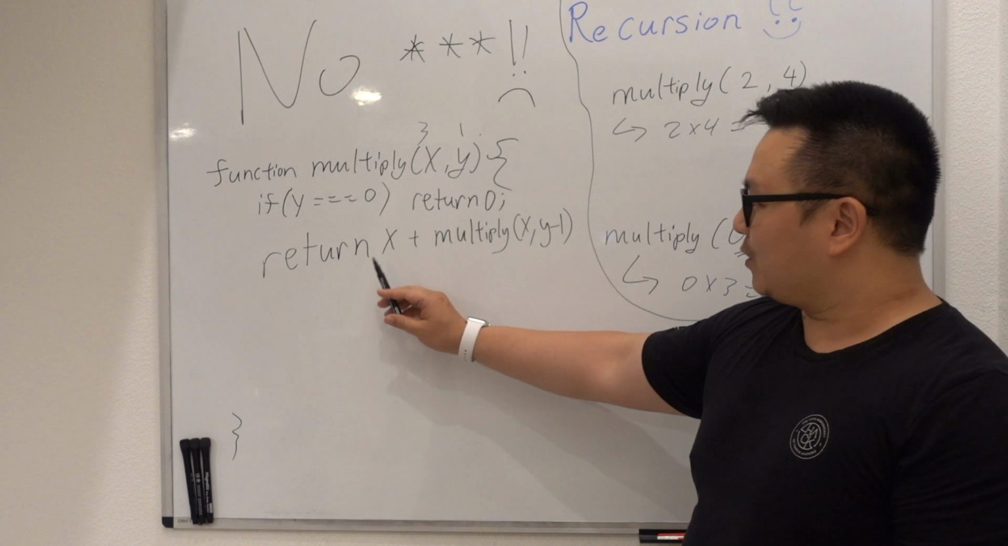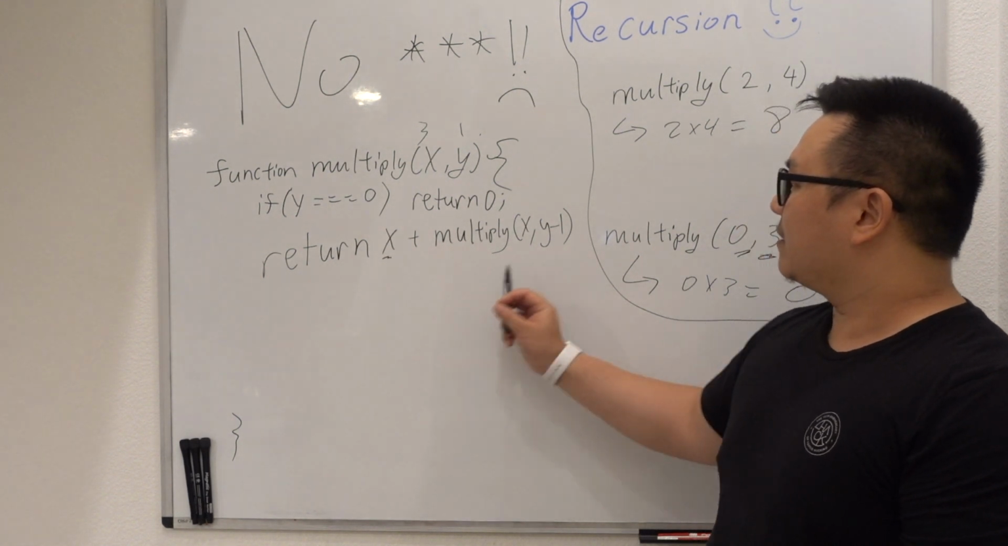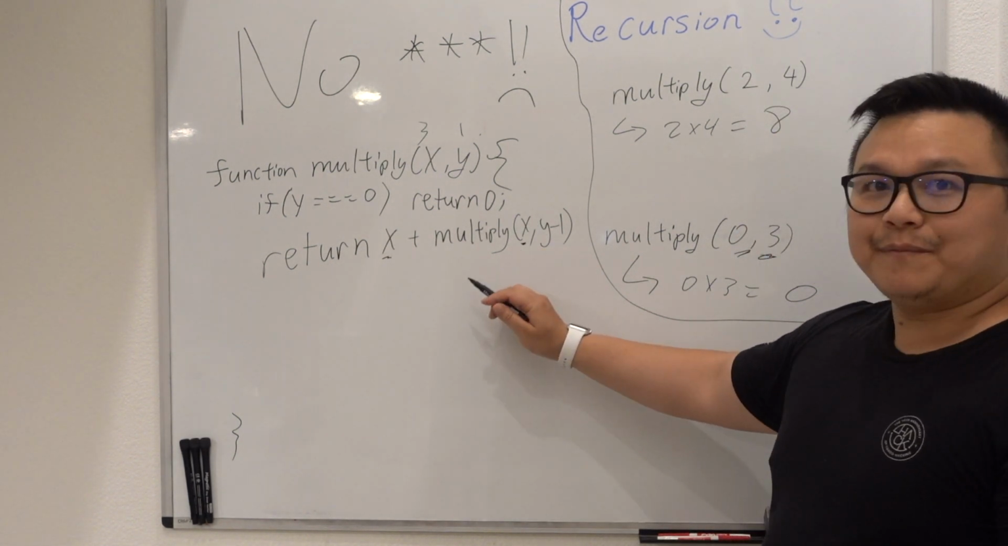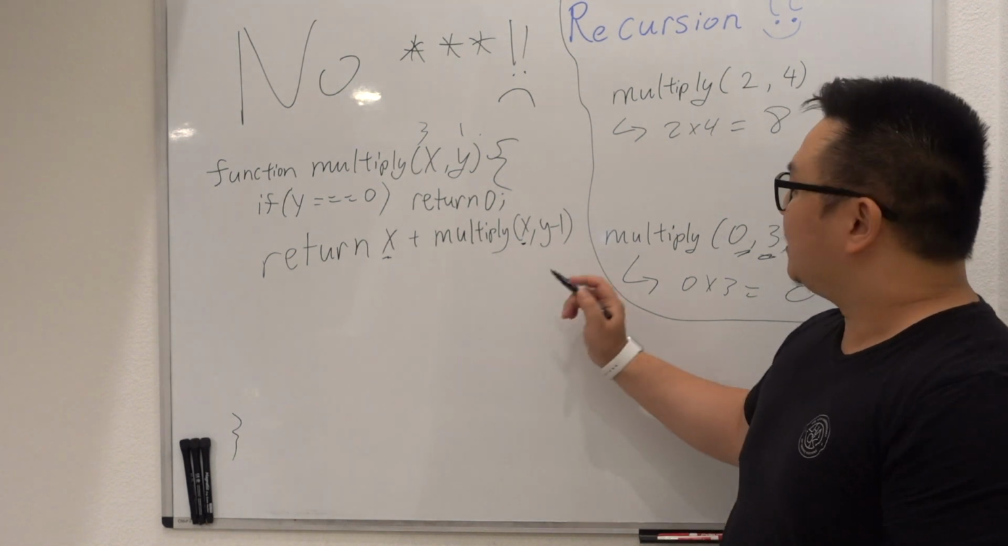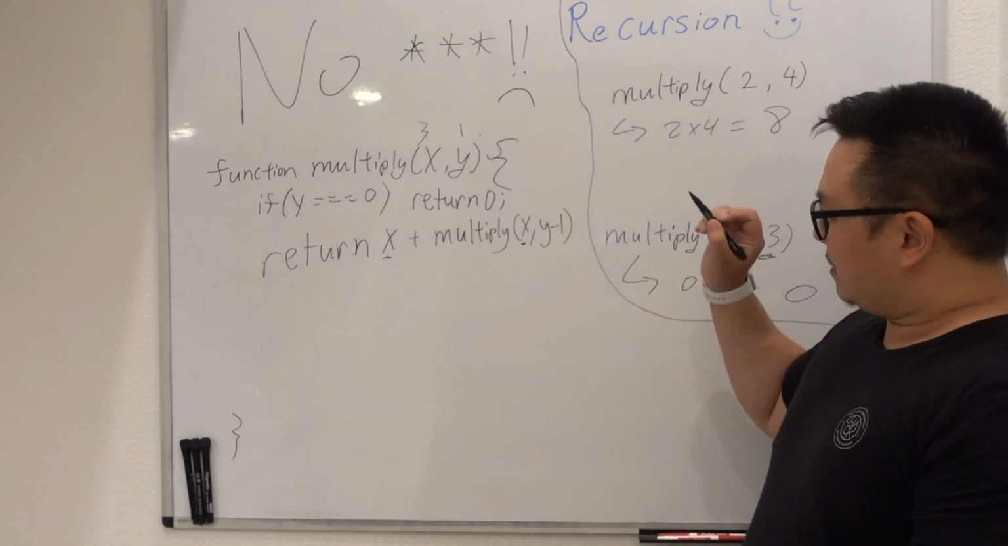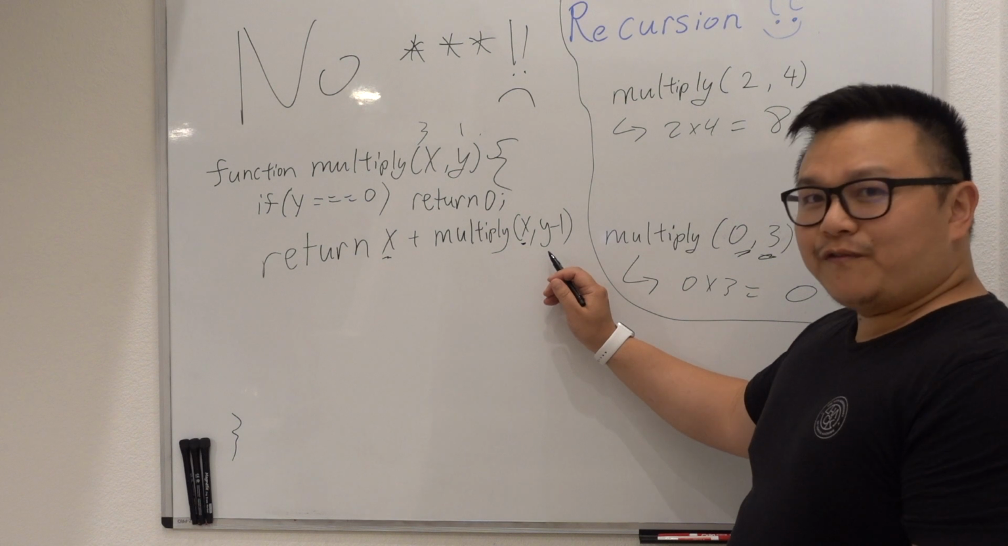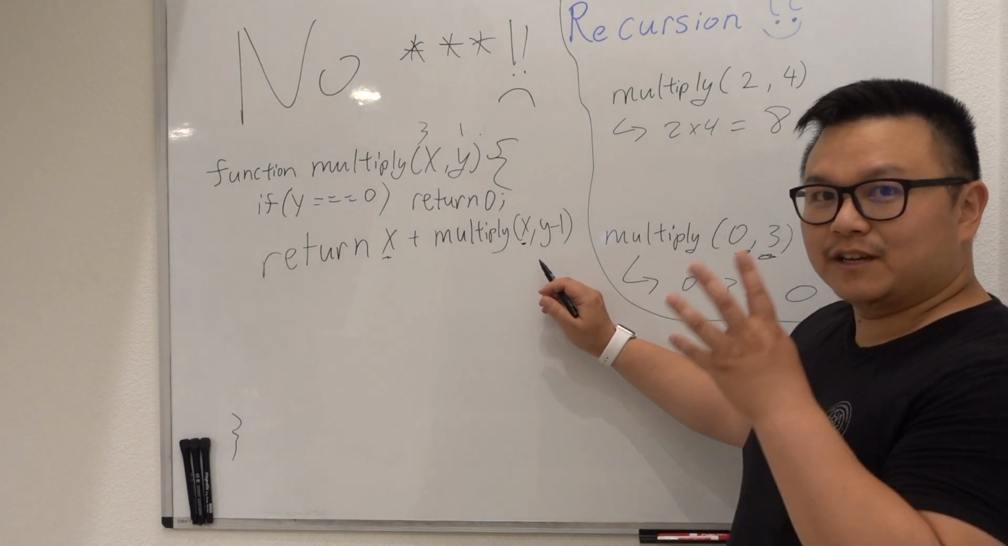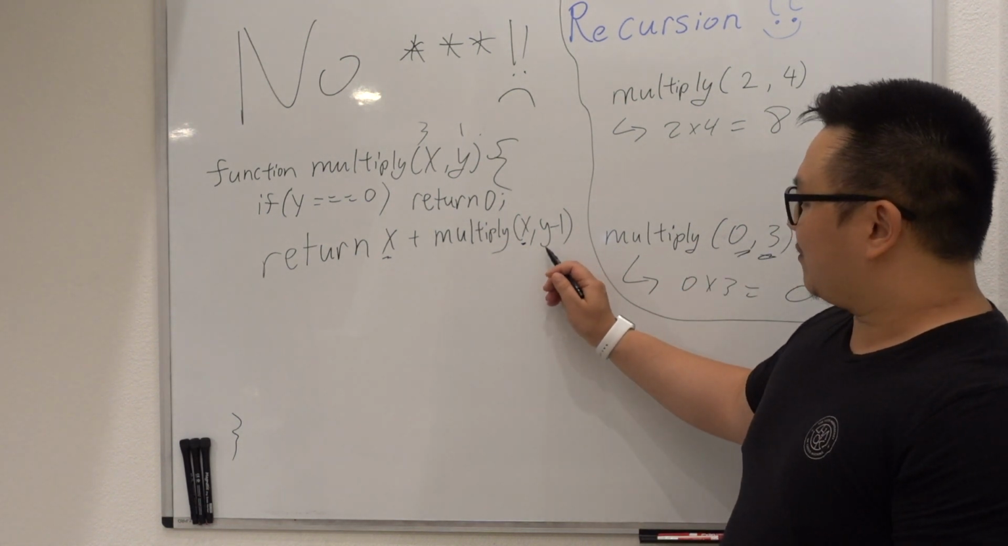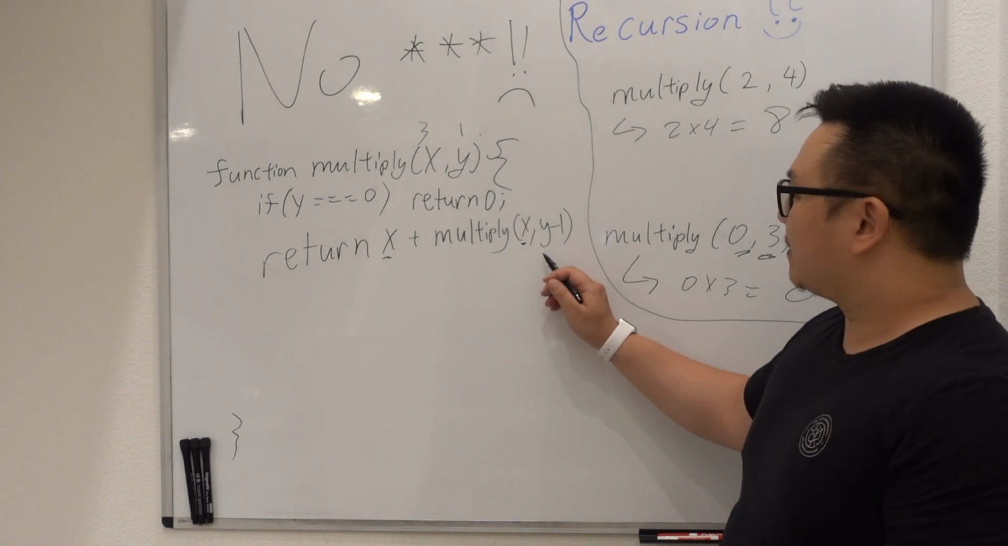Your x is always the same, but every time you call the function recursively, you are trying to solve a smaller problem in the recursive function. That's why we decrement y by 1.